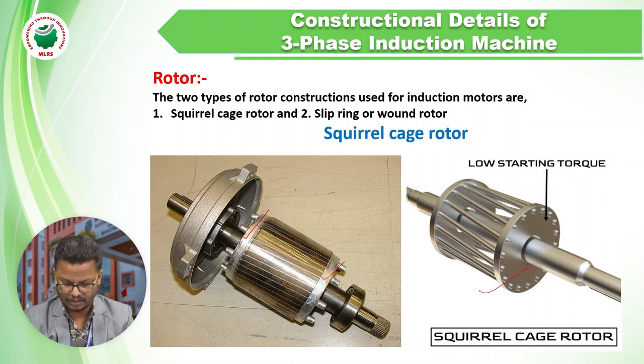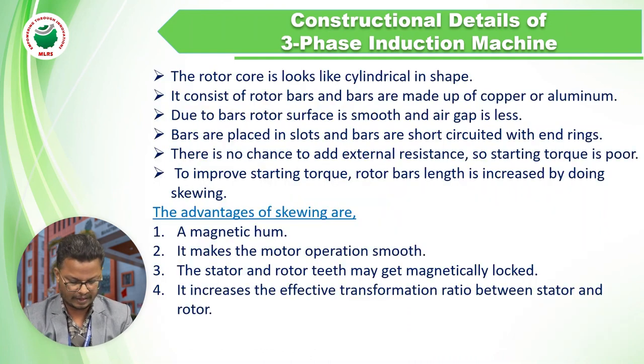So this is called a squirrel cage. Due to the short circuit of the end rings, we are unable to insert extra resistance. When there is no extra resistance present, the initial torque will be less. Why? Because we are using copper material, and copper has less resistance. So there is no chance of adding extra resistance, and the starting torque will be poor.